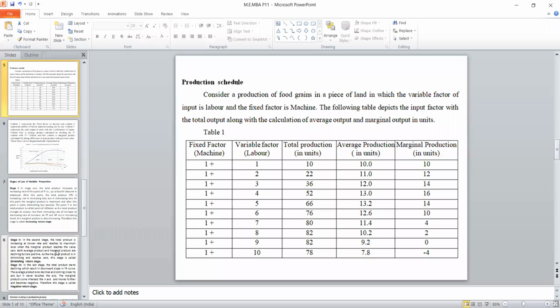Suppose the second laborer enters, one tractor with two farmers, then it will not be 20, it will be more than 20. I am hypothetically saying it is 22. Likewise, when we keep adding the variable input, labor, when we add the third one, it will not be 30, it will be more, not 32, it is 36. Up to the fourth laborer, the total output will keep increasing.